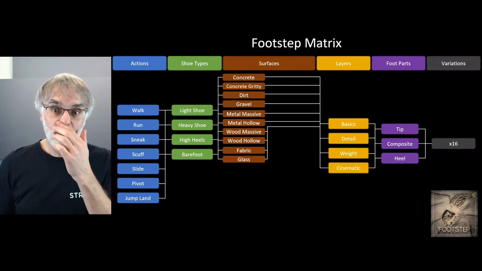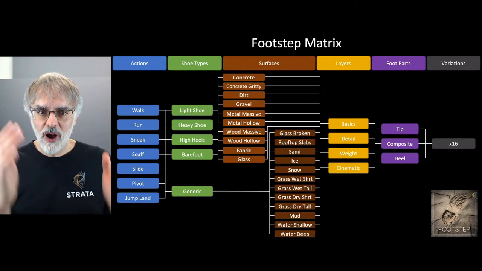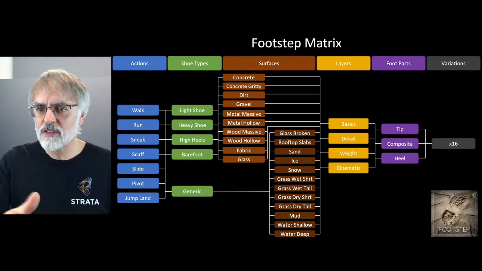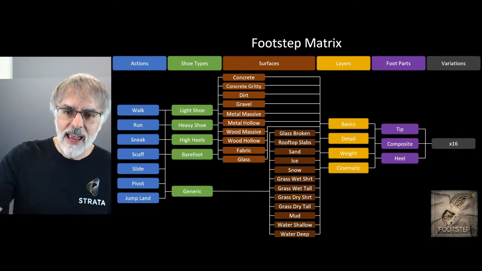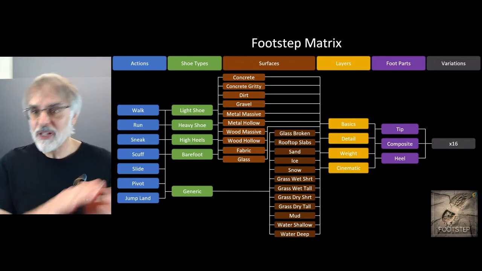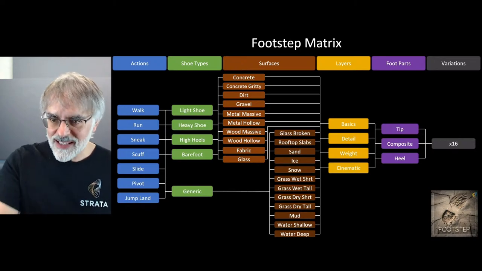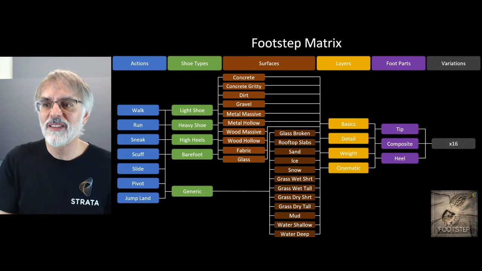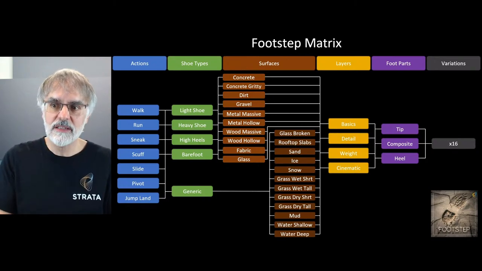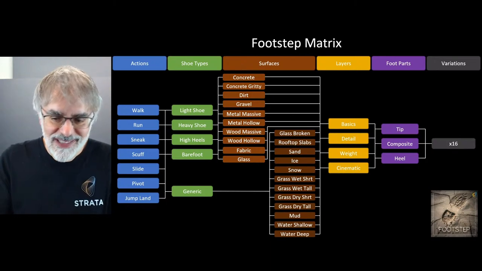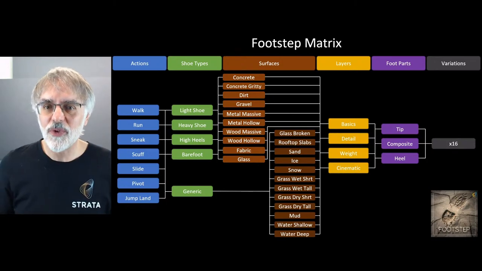Okay, and just to give you an idea for the footstep matrix, we cover all those classic actions of walking, running, sneaking, and so on, classic types of shoes, and even generic types of shoes because of the type of surfaces. Walking on sand or ice with a light or a heavy shoe sounds quite similar. But all those surfaces, all those layers, basic detail, weighting, we separated the heel from the tip, so you can even randomize that at runtime. And by default, there are always 16 variations of each of these combinations. That's how we arrived at basically 12,000 regions just for the footsteps.